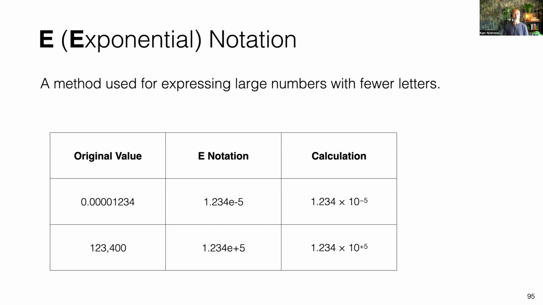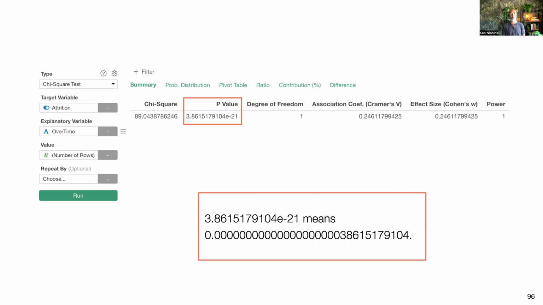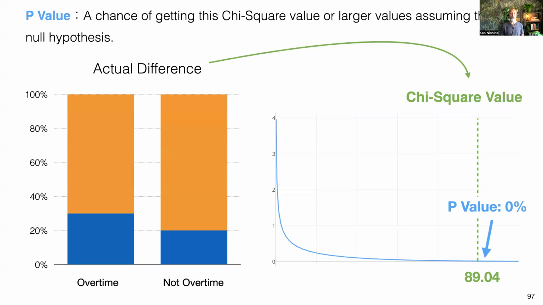Okay. Having said that, when we have the 3.86 whatever, and then E minus 21, that means we lay out the 0 21 times, 0.0000, and then eventually after that, 386. So what this means is it's very close to 0. It's a very small number, right? Okay, so that's the p-value. The p-value is actually here, on the right-hand side. We got the chi-square value.